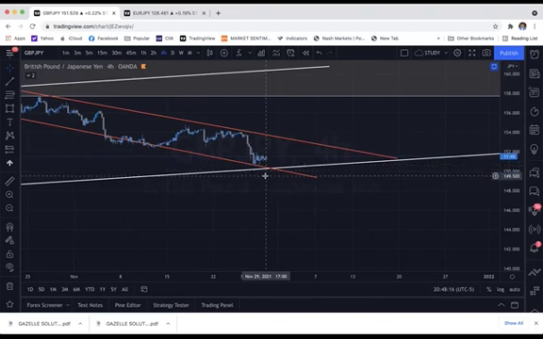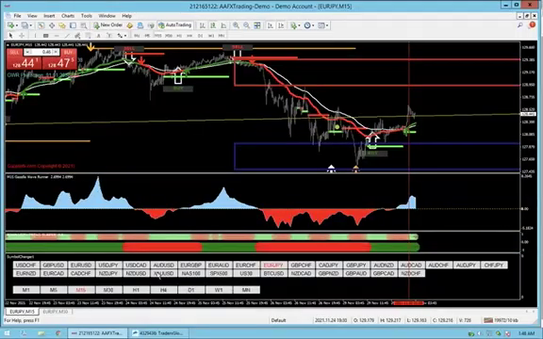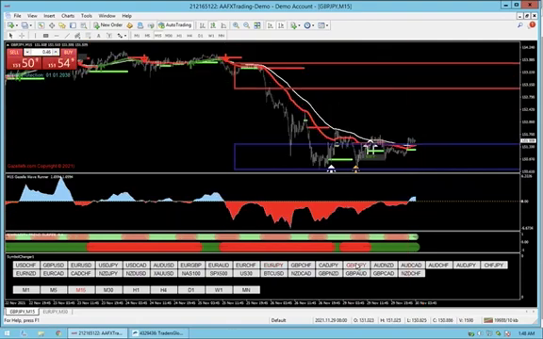So let's go to MT4 and see what we have. This is GJ. Let me go to GJ, and I'm on a 15-minute on GJ. We see it has rejected daily and 4 hour. It's consolidating currently, and we're waiting for everything to line up.